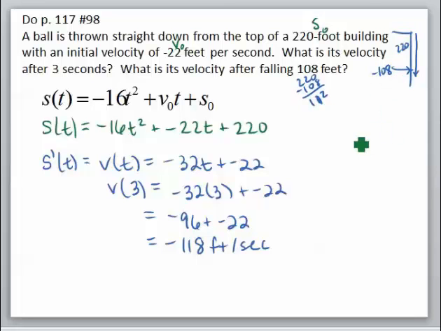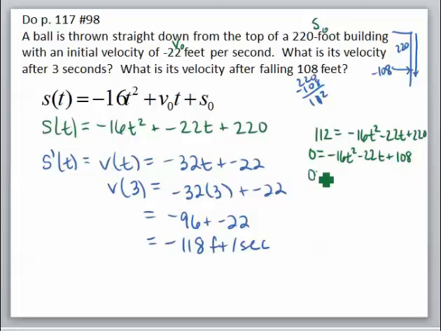So it says, what is its velocity after falling that many feet? Well, we need to know what time that occurs at. So in order to figure that out, I'm going to have to say, well, at what time is the position 112? So I'm putting in 112 for my position into my position function, and then I'm going to solve for t. I'm going to set this equal to 0. Move the 112 to the other side, and that gives me a positive 108.